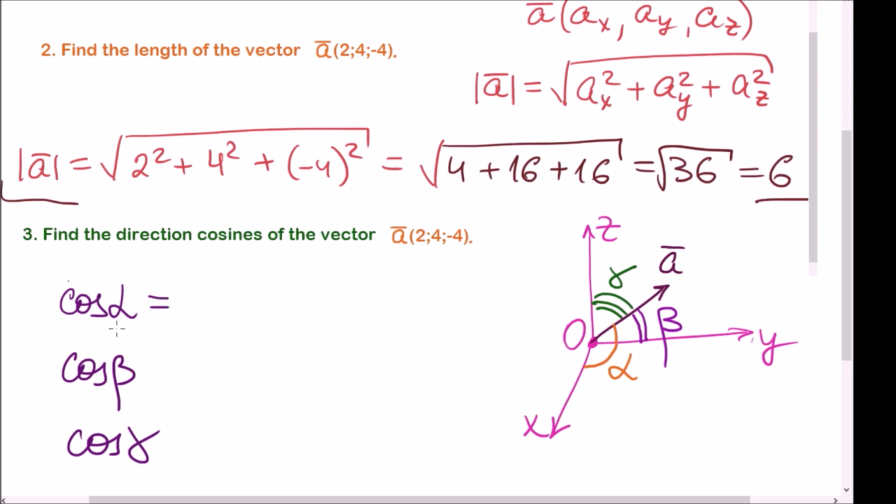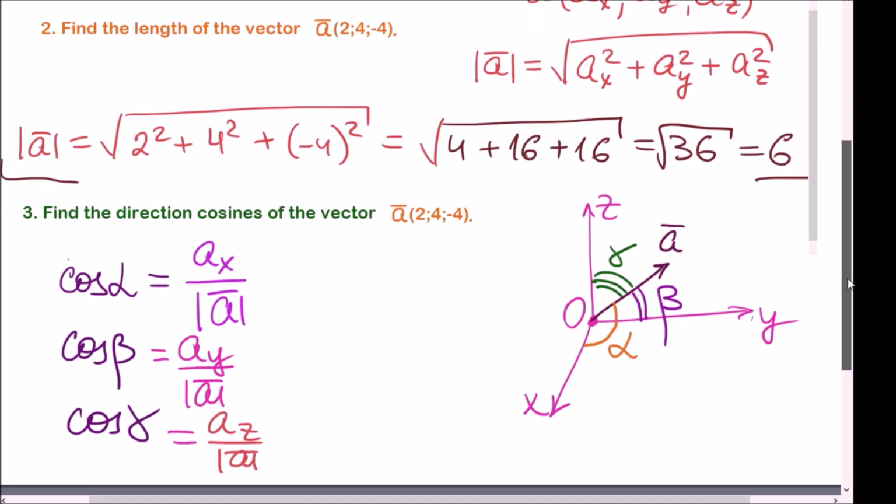How to find cosine of alpha? We should take the first coordinate of the vector A, ax, and we divide by the length of the vector A. Cosine beta equals to the second coordinate of the vector A divided by the length of the vector A, and cosine gamma, it is the third coordinate az divided by the absolute value of the vector A.